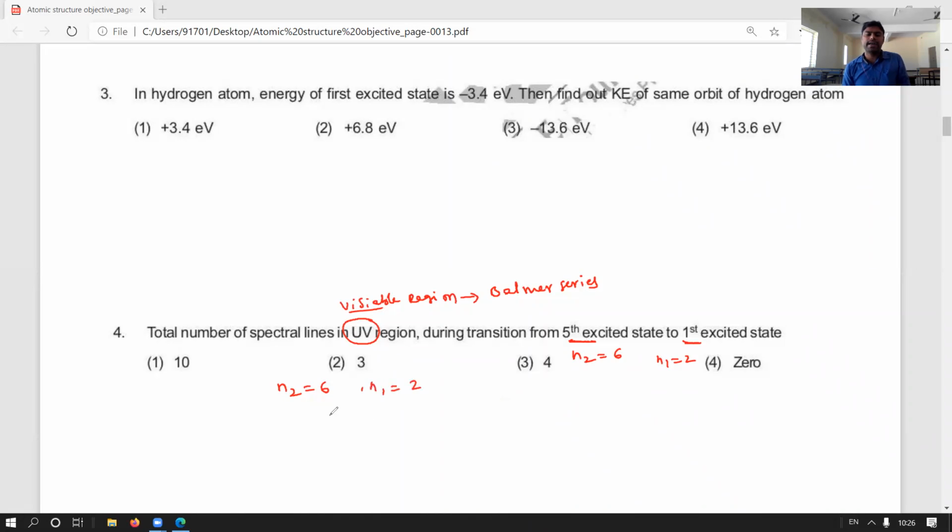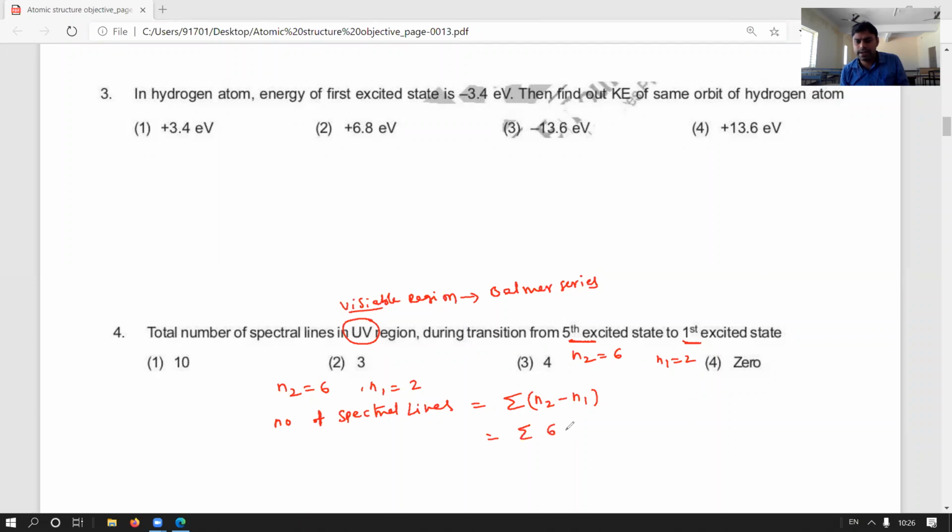So, how many spectral lines? Number of spectral lines formula. This formula we have not discussed in our regular class. Now you have to remember, ma. Number of spectral lines is equal to sigma of n2 minus n1. Sigma is the symbol for addition. Pi is the symbol for multiplication. In mathematics this comes as a shortcut.